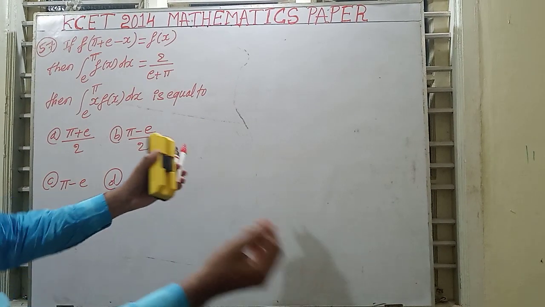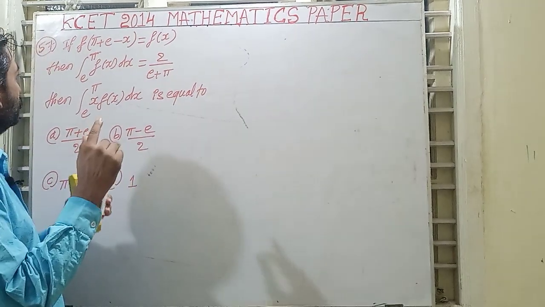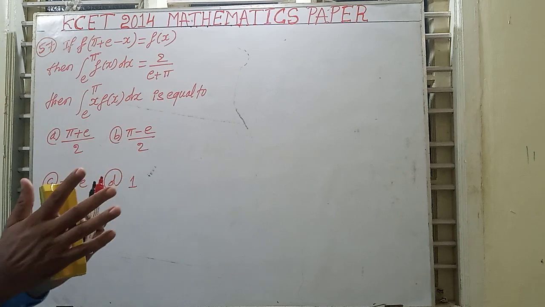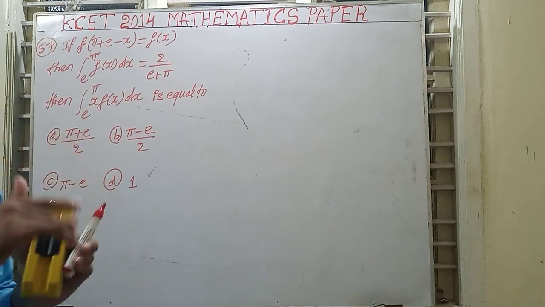So now let us move on to the next question, question number 57. Basically this problem is based on definite integration, particularly the properties of definite integration.